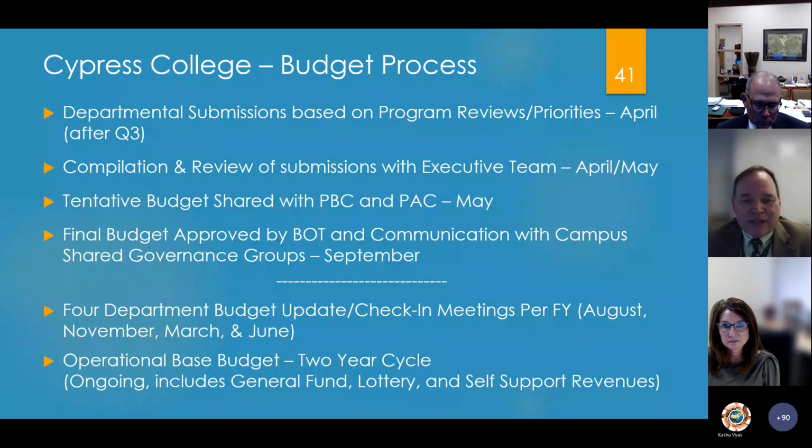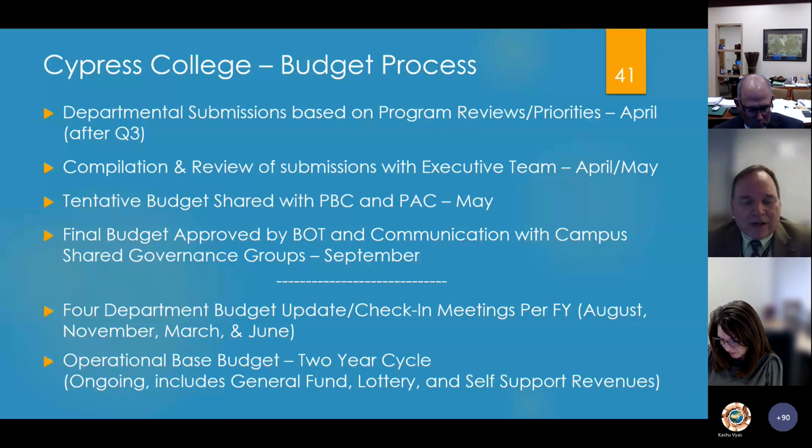Then the final budget, as you heard earlier, is approved through the process by the Board of Trustees, and there's communication with campus shared governance groups in September. In addition to not just building a budget, which is a planning document, there's also the ongoing management of the budget.